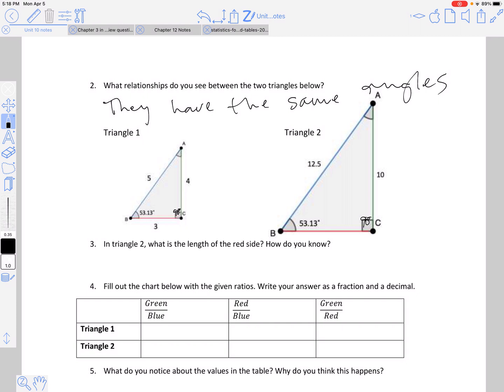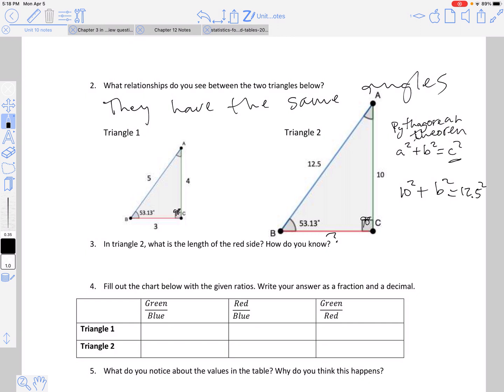How do you know? There's lots of ways to go about this, right? You could use the Pythagorean theorem, a squared plus b squared equals c squared. Because it is a right triangle, we could use the Pythagorean theorem, which is a great way to find that out. So you do 10 squared plus b squared, because this side is unknown, equals 12.5 squared.